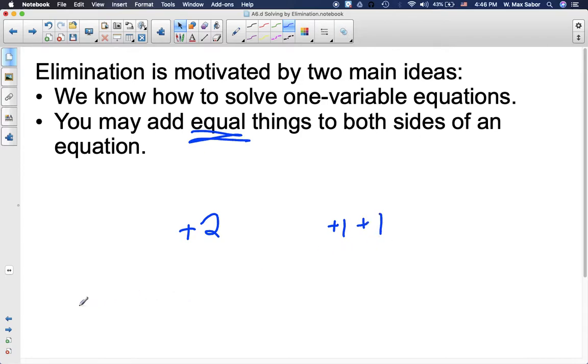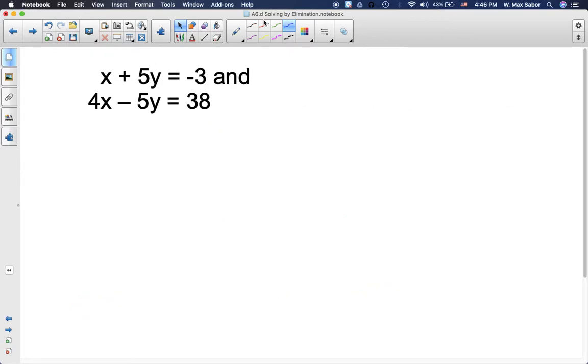Or if I know that x equals 7, I could add x to the left side and 7 to the right side. So what we're going to do is we are going to start adding equations together. If we have this system, we're going to start adding these equations together. Now, this is 1x plus 4x is 5x. This is negative 5y minus 5y is 0. And negative 3 plus 38 is 35. Now, we can divide by 5, and x equals 7.